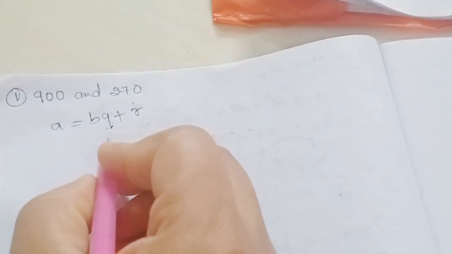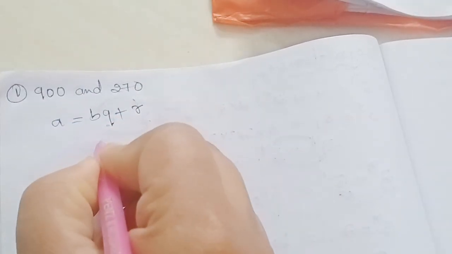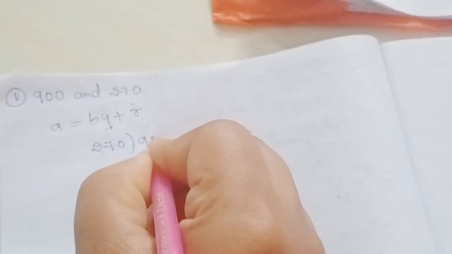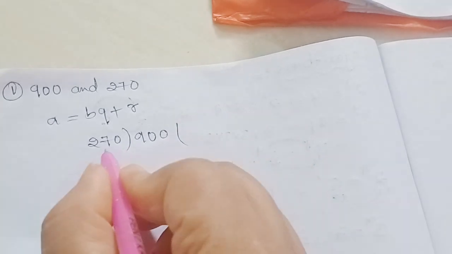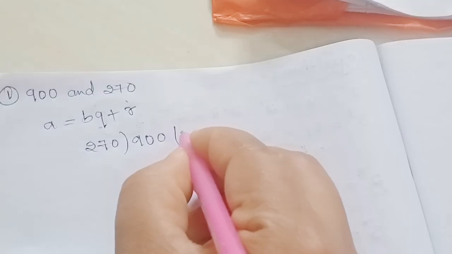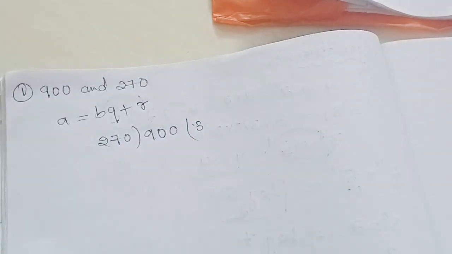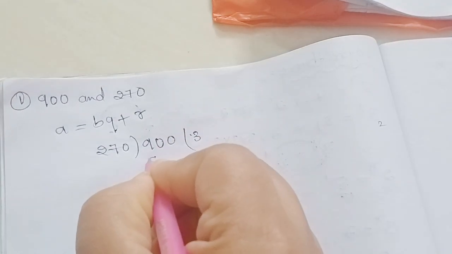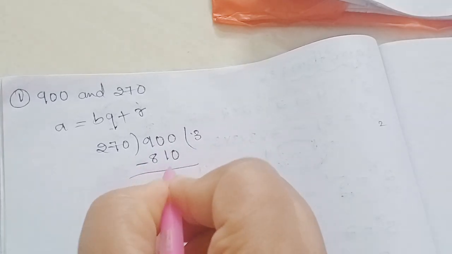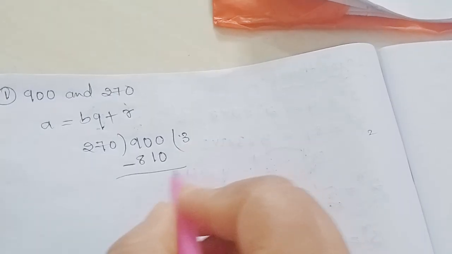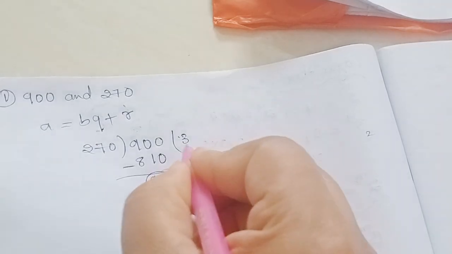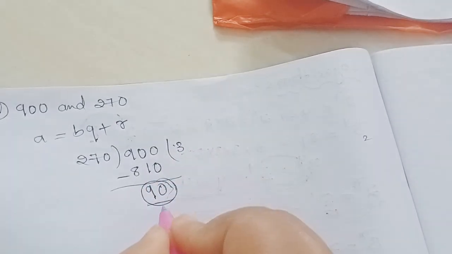So we can do division first. What are the numbers? 270 is the divisor, and 900 is the dividend. So how many times 270? 3 times 270 is 810. So now subtraction, 900 minus 810 is 90. This is the remainder, 90, and this one is the quotient. So 90 is there.